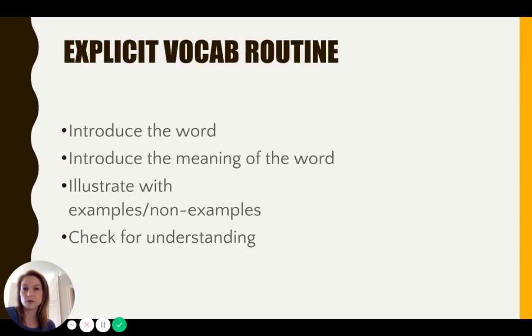So the 4 steps are listed here, and for me, this routine is a great jumping off point. I understand the need for explicit instruction, and I also understand the need for common routines or common instructional practices so that students know what to expect in classrooms. However, I also think it's really important, and we all know this, to remember that we need to teach the students who are in front of us. One size does not fit all.